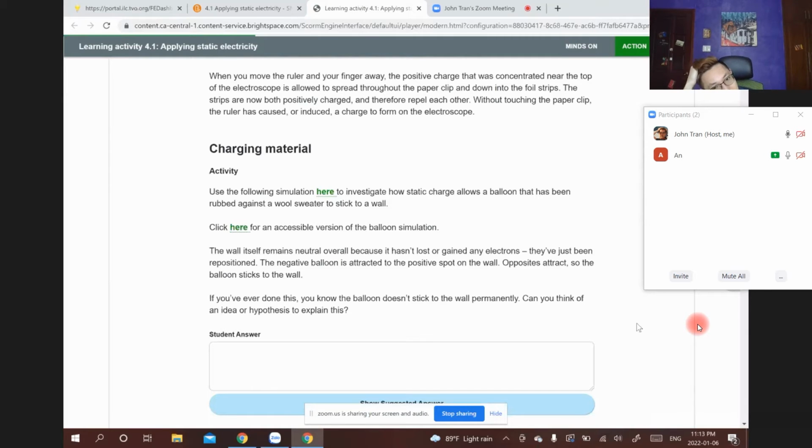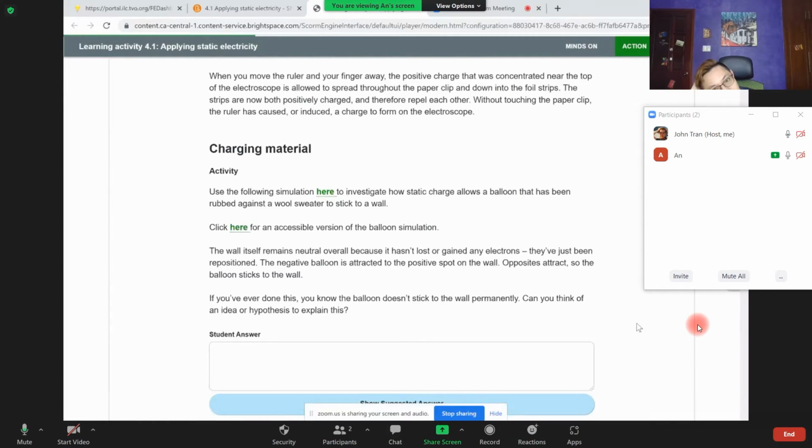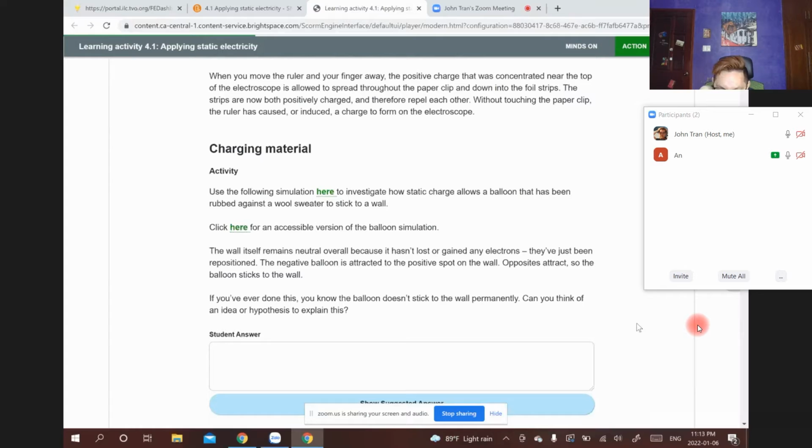The wall itself remains neutral, because it hasn't lost or gained any electrons, they've just been repositioned. And also the wall itself is connected to the ground, so it runs any excess electrons through it. So when you touch the wall, you're gonna get, like, ouch! Static electricity, you know. Terrible to have that.